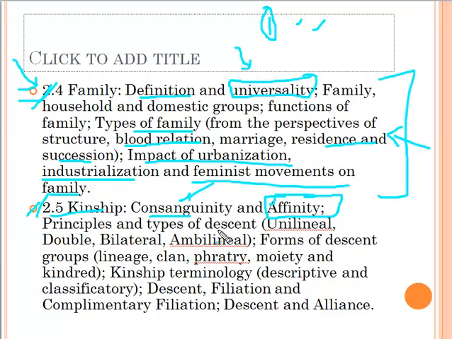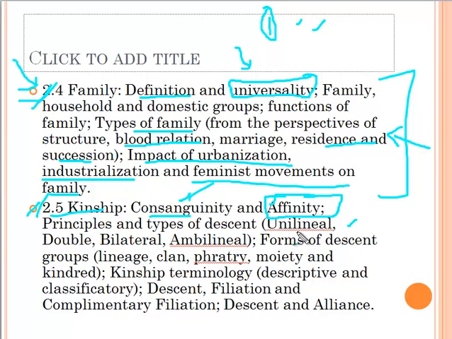Descent means how you belong to your previous generation. The different descent types are unilineal, double, bilateral, ambilineal. All these are very interesting, and a very fixed definition is there for each type of descent. In double descent, you have descent from your mother and father both. And in bilateral descent, there is a difference between double and bilateral. I am not able to remember right now.